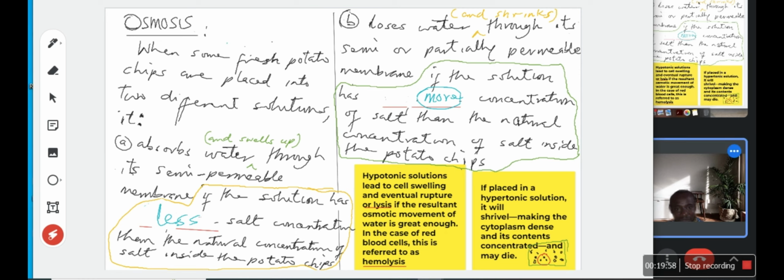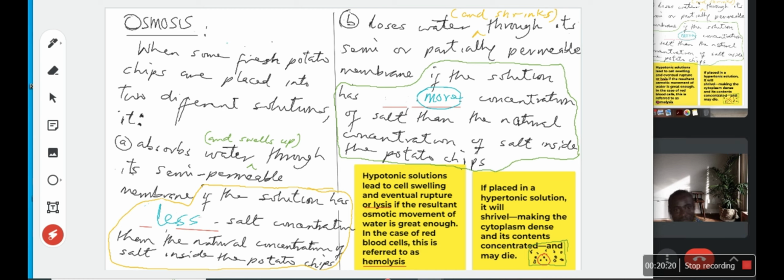Okay. So water will be moving from where to where? From the solution into the red blood cell. Water will be moving from the solution into the red blood cell, causing the red blood cell to swell up. And that's what we call hemolysis.